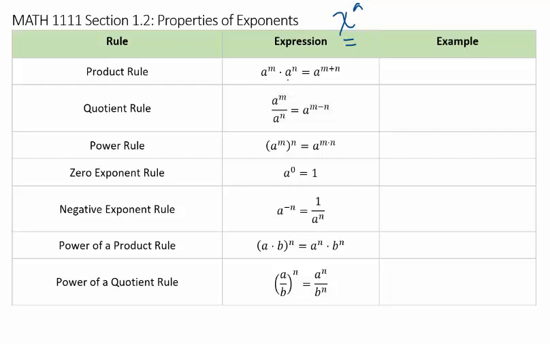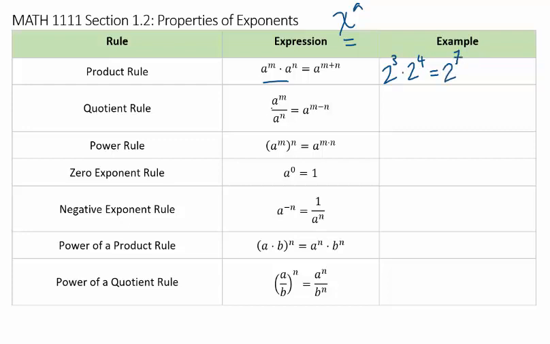So if I have two powers that have the same base and we are finding the product of them, then we just add the exponents together. And a numerical example is 2 to the third times 2 to the fourth. We can just add the 3 and the 4 together and get 2 to the seventh.